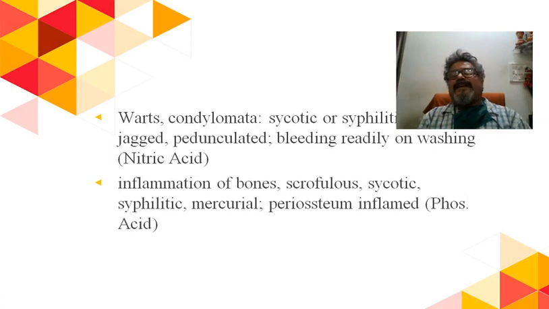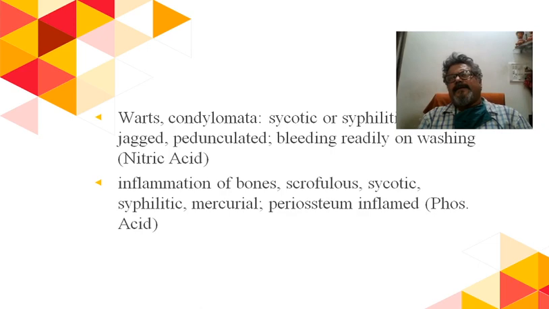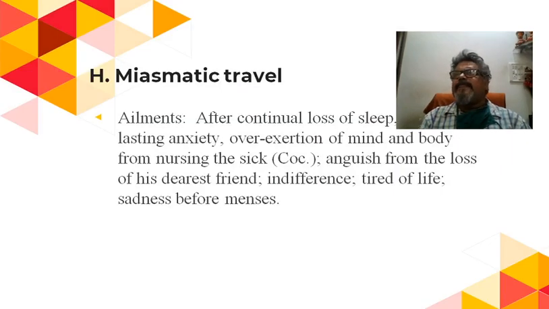So what? Condylomata, sycotic or syphilitic, directly. Large, jagged, pedunculated, and bleeds on touch. That is Nitric acid. If a simple heat is there, the bleeding starts. Inflammation of bones, scrofula, psoric, syphilitic, mercury, periosteum inflamed, the drug is again Phosphoric acid. So see, they have written miasm directly. Thousands of direct references. So just a few we have given as an example.